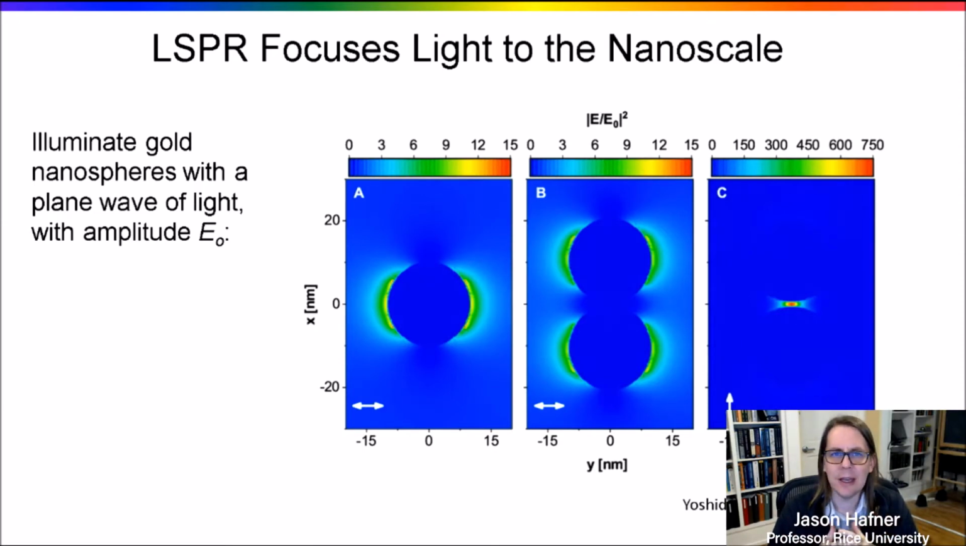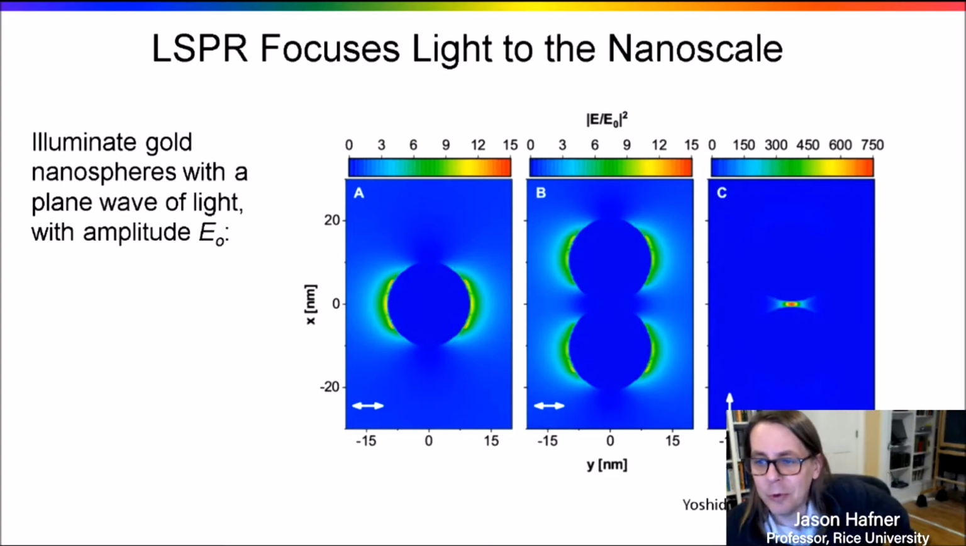But then you can start playing games at the nanoscale. You can have a lot more than just a sphere. So the middle panel, B, is 2 spheres. Send the light in, polarize the same way, the electric field horizontal, and basically you get 2 for 1, right? So each particle is doing pretty much what the single particle did. It's just that there's 2 of them.